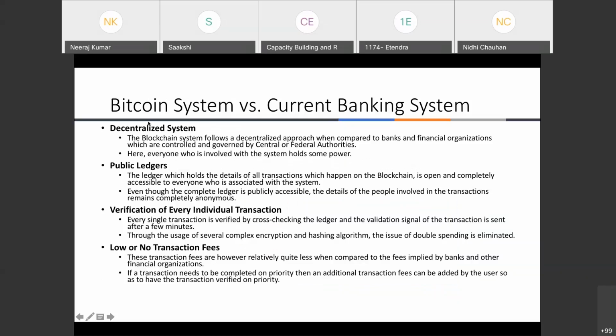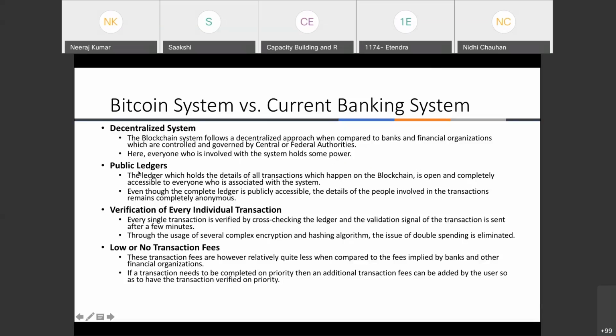The first difference between the Bitcoin system and the current banking system is that the banking system is centralized, whereas the blockchain system follows a decentralized mechanism. Banks and financial organizations are controlled and governed by a central or federal authority. But in the decentralized mechanism, we do not have any controller. Everybody can participate in the consensus mechanism, and every node can be a stakeholder, used to verify and validate the transactions. Everyone involved in the system holds some power as a part of the decentralized system.